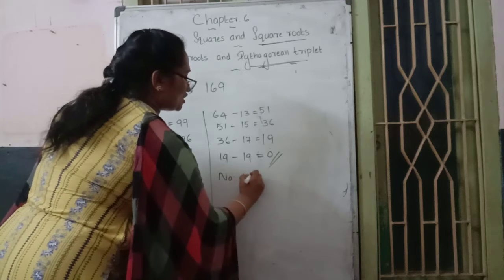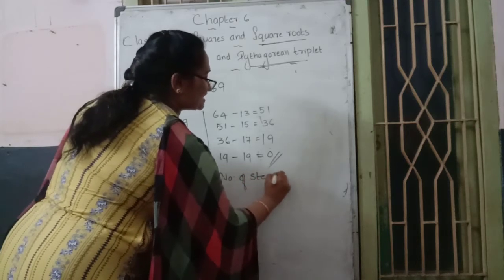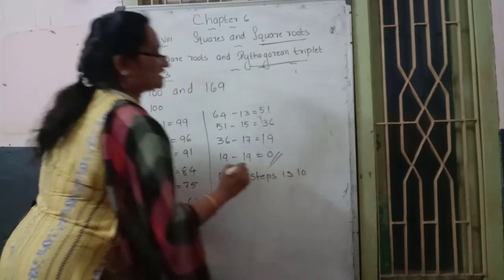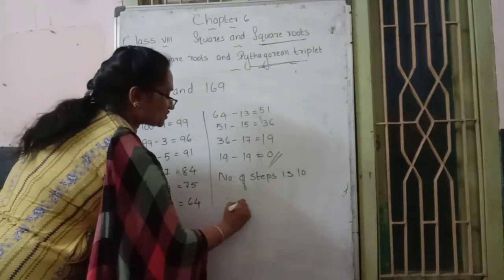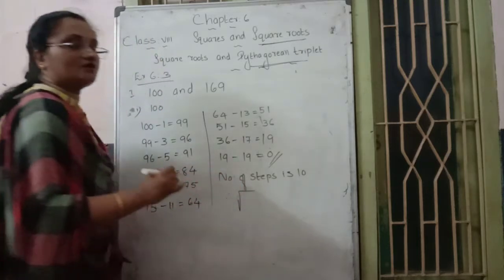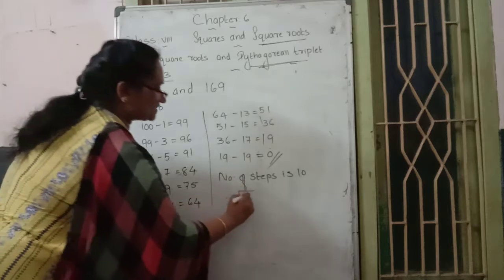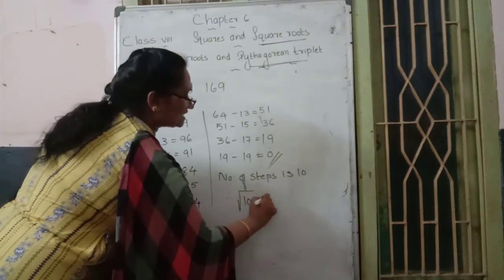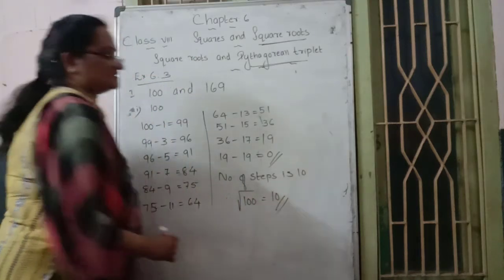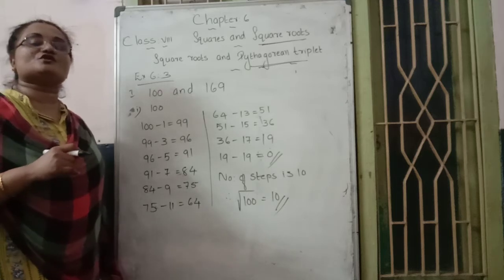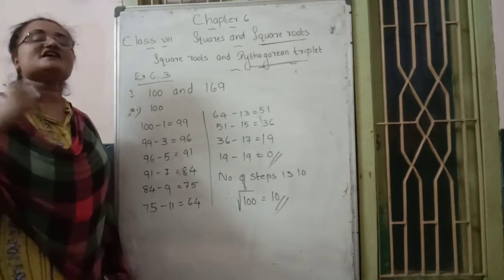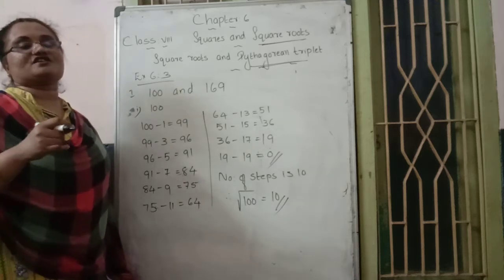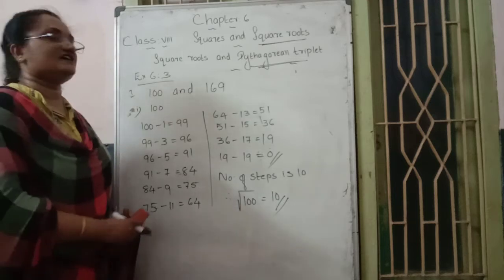We require 10 steps. Therefore, the square root symbol, how to draw the square root? In this way we represent the square root of 100, and 10 is the answer. In this way we are finding the square root with the help of repeated subtraction. I hope you can understand this method.